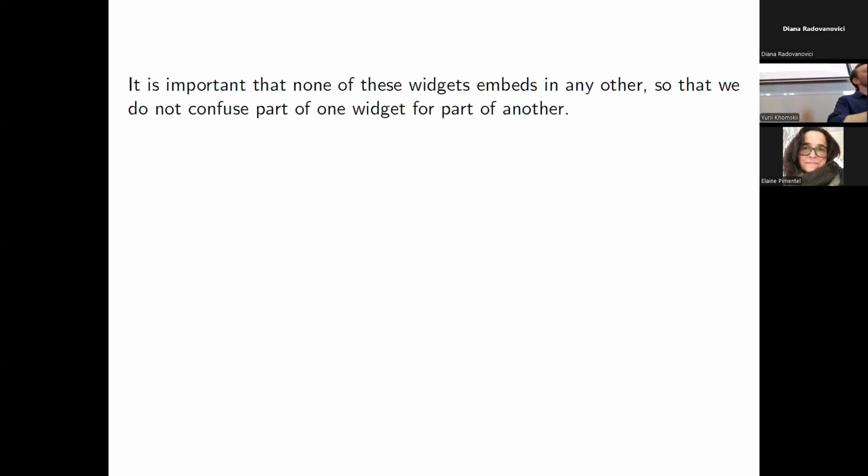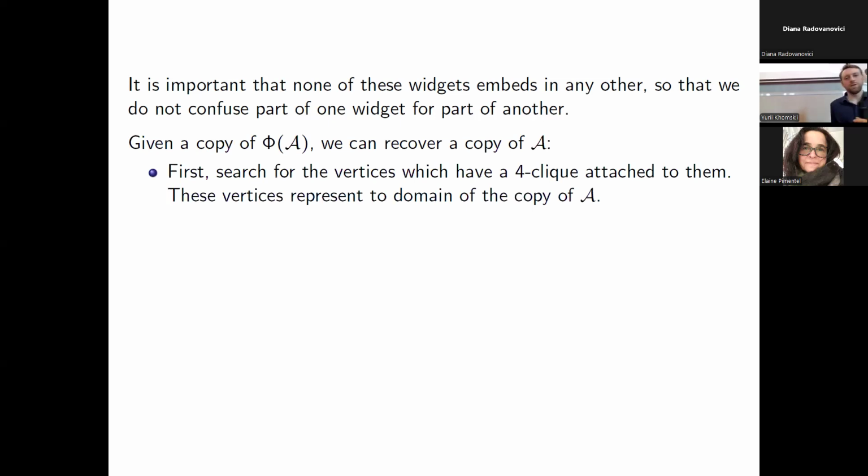and neither of these widgets embeds in the other. So you don't accidentally see a fork leak that wasn't one that you put in there, or things like that. So you just have to be a little careful, but essentially any kind of generic widgets will work. And then the idea is that if you've got a copy of this graph, you can recover a copy of the original structure. So the first thing you do is you search for these vertices that had a fork leak that was marking them as really belonging to A. So you can pick out these special vertices from the graph.